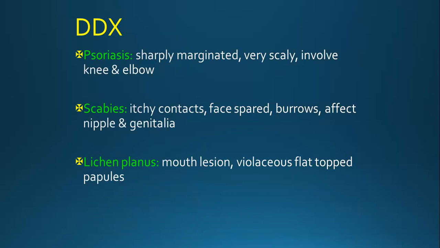Now the differential. The first differential that comes to mind is psoriasis. Sharply marginated, very scaly, involves the knees and elbows. Then scabies, to some extent, not exactly because the lesions are different. Itchy contacts, face spared, burrows, affects nipples and genitalia. Lichen planus has oral lesions, and the papules are basically violaceous or flat topped.